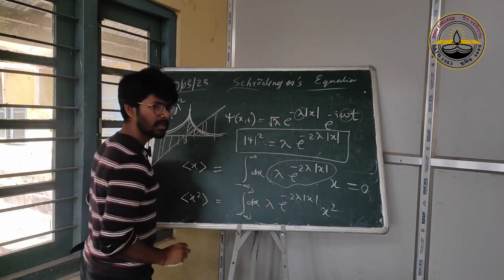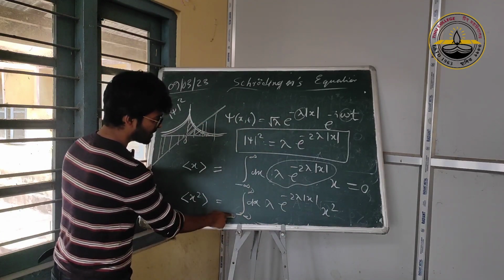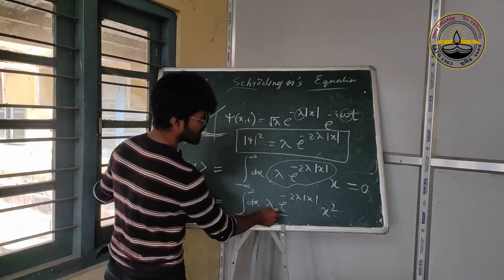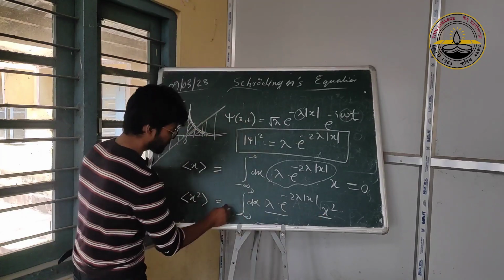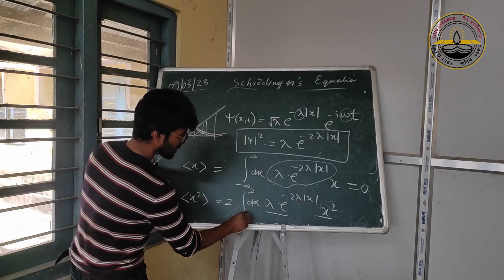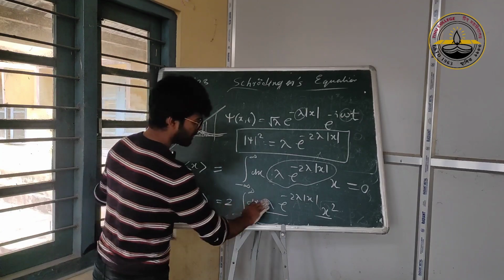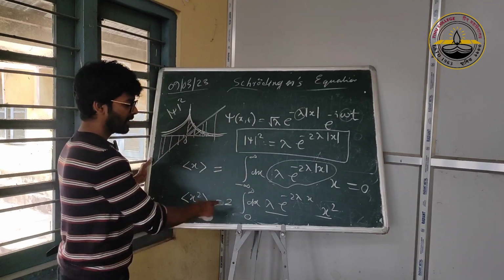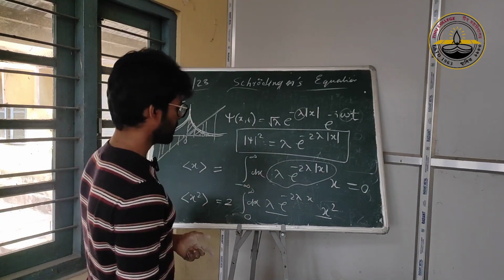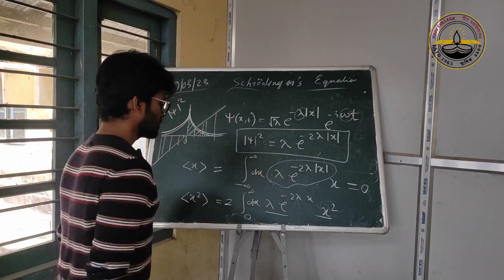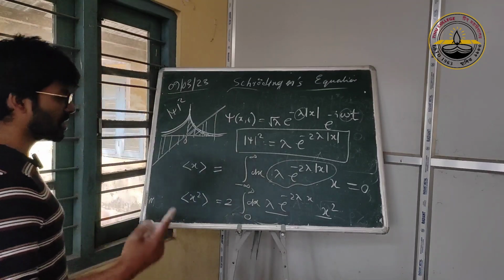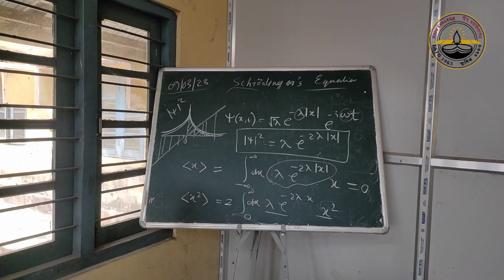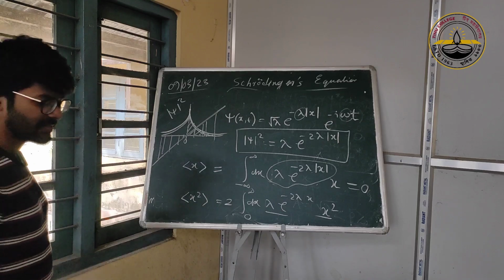X square. But now once again, minus infinity to plus infinity, this is even, so we can just take 2 and 0 to infinity, and if it is only in the positive direction, we can remove this, and this integration once again, you can use the trick I gave you in thermodynamics.